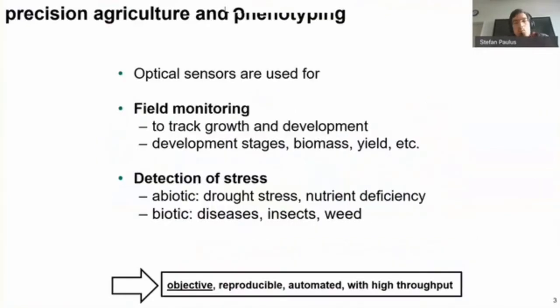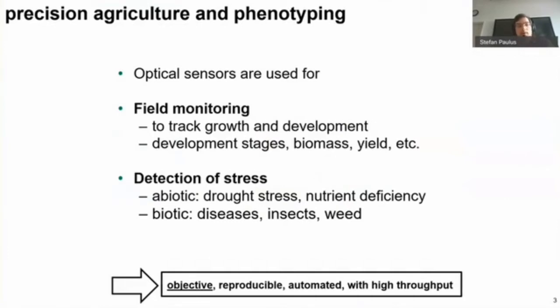So we are talking about optical sensors here. What are optical sensors used for in agriculture? They are used for 2 different things. The first is field monitoring to track growth and development of the plants. The second is to identify development stages, biomass, and yield potential. The second topic is detection of, for example, stress. There we have abiotic stress, like drought stress or nutrient deficiency. And the second is biotic stress, like diseases, insects, or weeds.